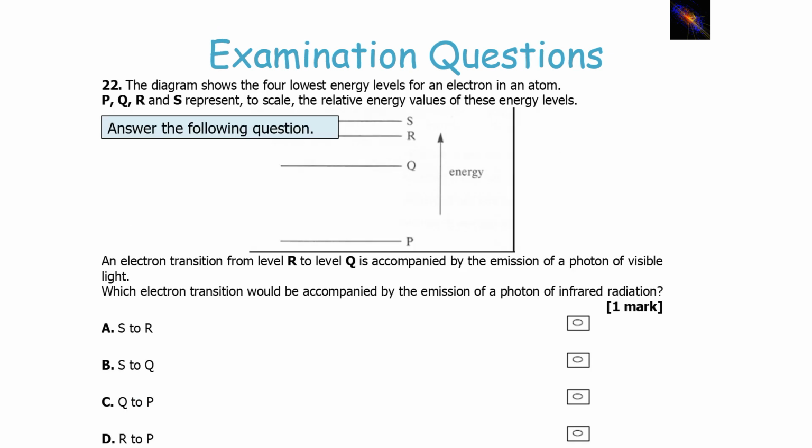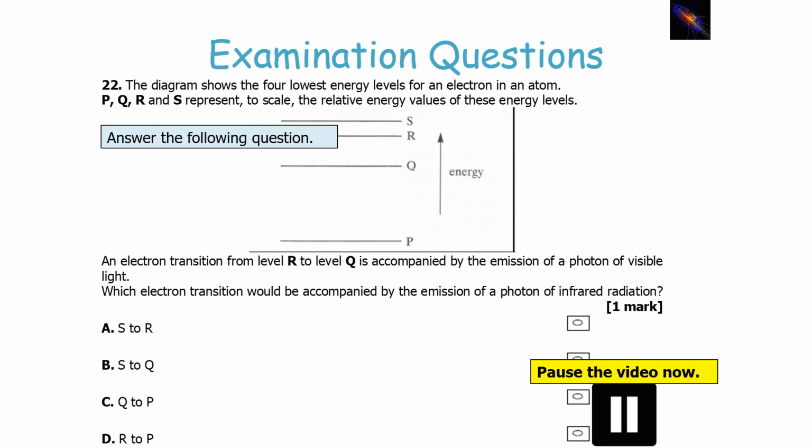Now the next one, the diagram here shows the 4 lowest energy levels for an electron in an atom. So P, Q, R and S represent the relative energy values of the energy levels. An electron transition from R to Q is accompanied by the emission of a photon of visible light. Which electron transition will be accompanied by the emission of a photon of infrared radiation? So pause the video now, then unpause the video when you want to go through your answer.